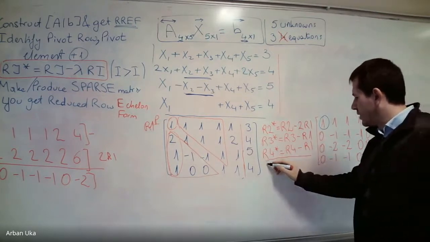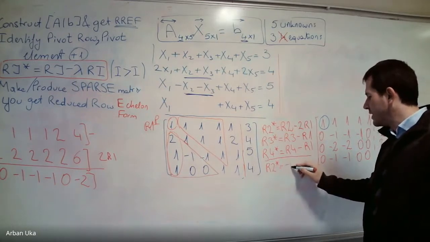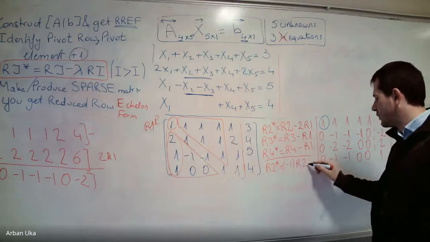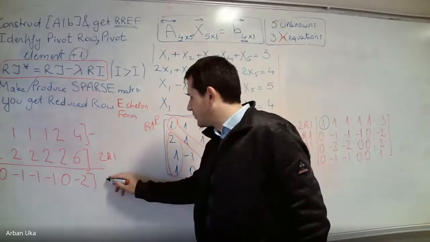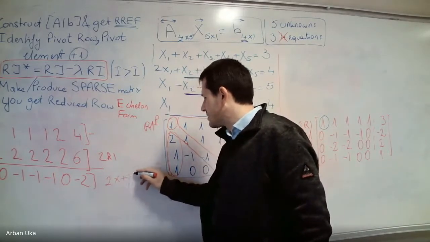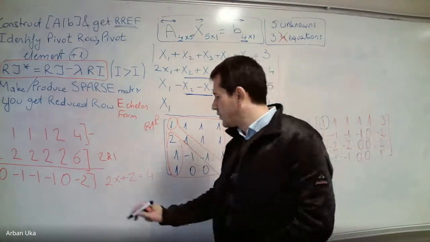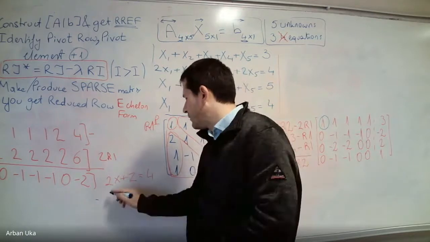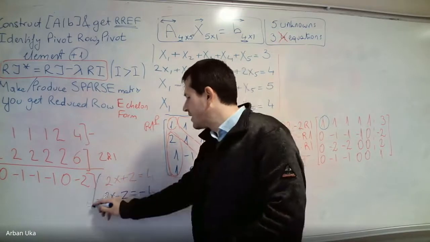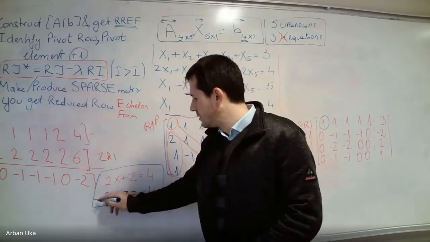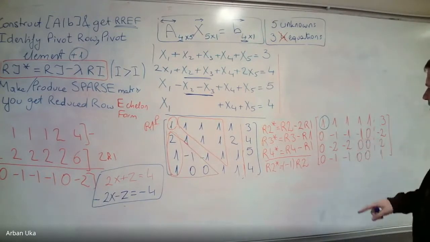We can do the following. We can say that row 2 star is going to be equal to minus 1 times row 2. Why can we do it? Let's assume that we have 2x plus z equal to 4. Multiplied by minus 1, we get minus 2x minus z equal to minus 4. Are these two equivalent? Yes, they are.